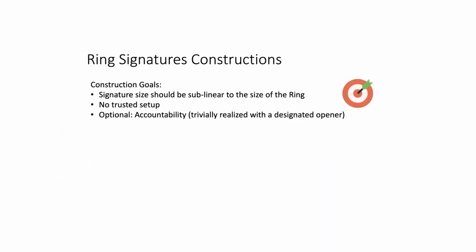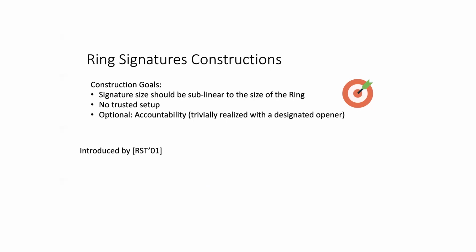What do we know in terms of constructions? Ideally, when you construct a ring signature, you want the signature size to be sublinear in the size of the ring. Ideally, you want to avoid any sort of trusted setup, and optionally, you might want accountability. You might want to be able to figure out who was the signer.